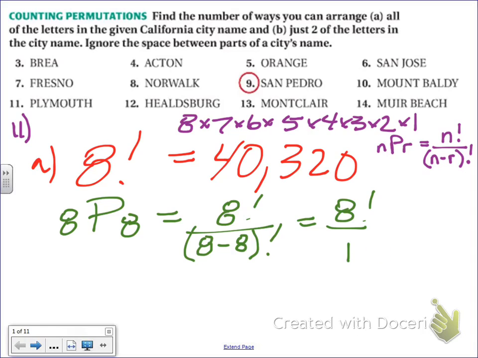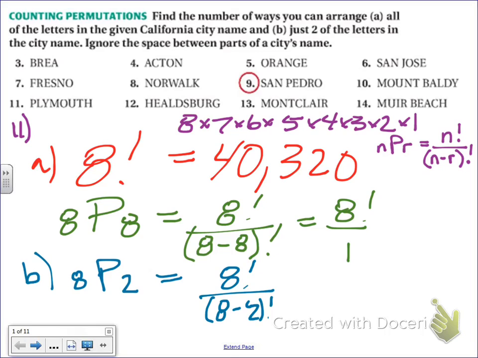Now we're on Part B, where it says I want all 8 letters of Plymouth, but I'm only picking 2 letters in a particular order. So I'd say 8P2. I have 8 total options, I'm doing a permutation, and I'm only picking 2 of those. So in my formula, I'd write 8 factorial over 8 minus 2 factorial. If I were to rewrite 8 factorial, it would be 8 times 7 times 6 times 5 times 4 times 3 times 2 times 1.